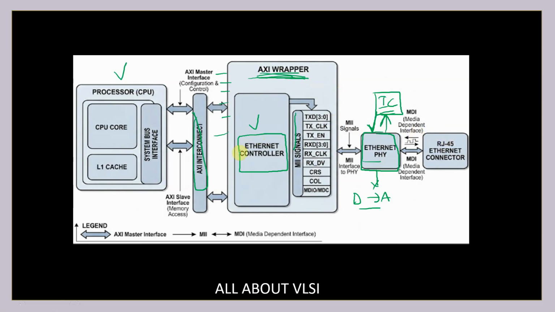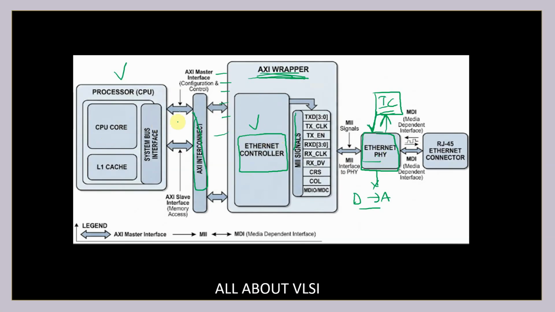We are going to design this Ethernet controller, which is going to receive the frames from our processor and push them into our Ethernet physical. And also this Ethernet controller is going to receive the frames from this Ethernet physical and give them to our processor, right?